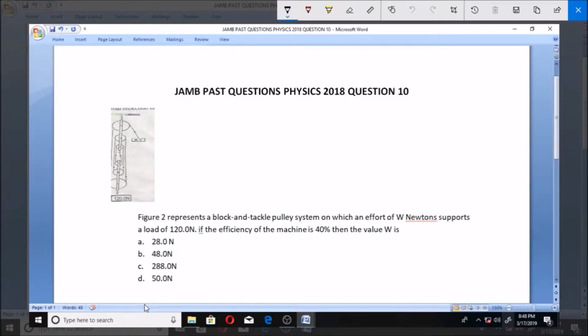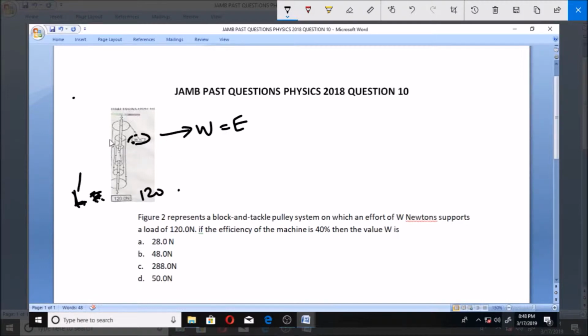So what is the value of W? This is the W here, the effort, and this is the load. So this is L, and L is equal to 120. Take note of this. L is equal to 120. This is W, which is the effort. Effort is W, and you are needed to find W.